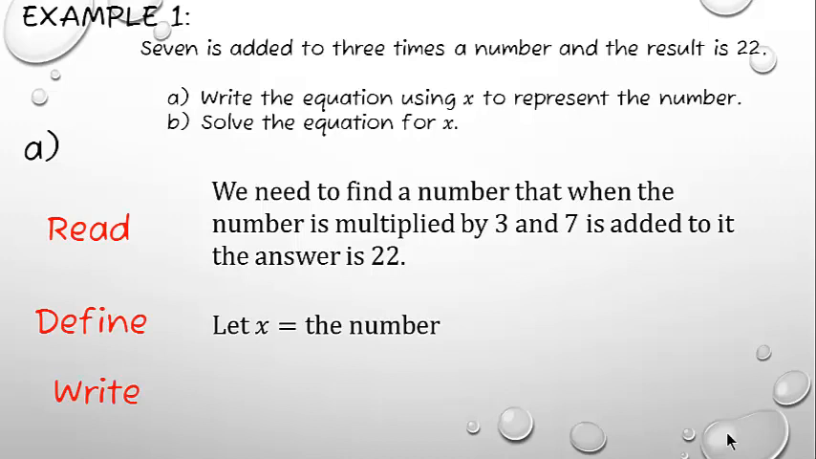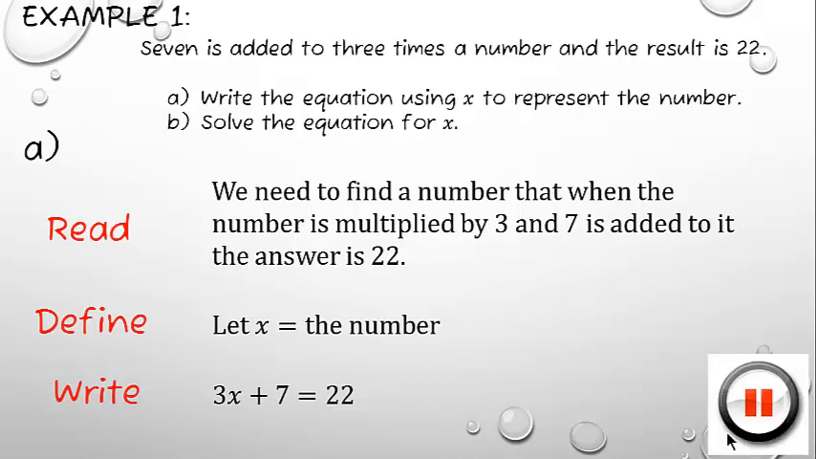So we need to find a number that when the number, x, is multiplied by 3, so we have 3x, and 7 is added to it, plus 7 equals 22. Or if I look at it from the original question, I've got 7 is added to 3 times the number, so 7 plus 3 times x equals 22. Either way is fine, it doesn't matter. So we've written the equation. Okay, I'd like you to pause it there and get that part of the example down, please. When you finish, just press play and we'll finish the example.